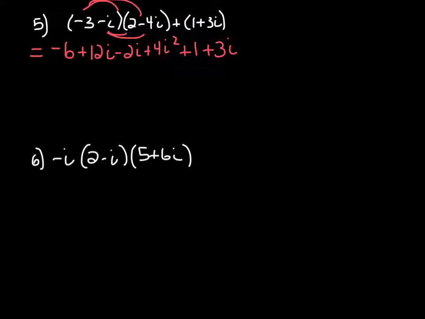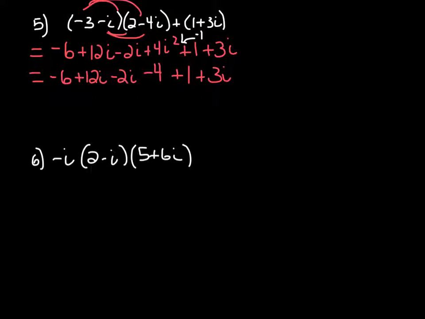Alright, so let's take care of that i squared first. I like to get rid of those exponents. So we know that i squared is equal to negative 1. So if we have a positive 4 times a negative 1, that's going to give us negative 4. And I'm just going to bring everything down. We'll combine like terms in the next step. We have a lot to bring down here.